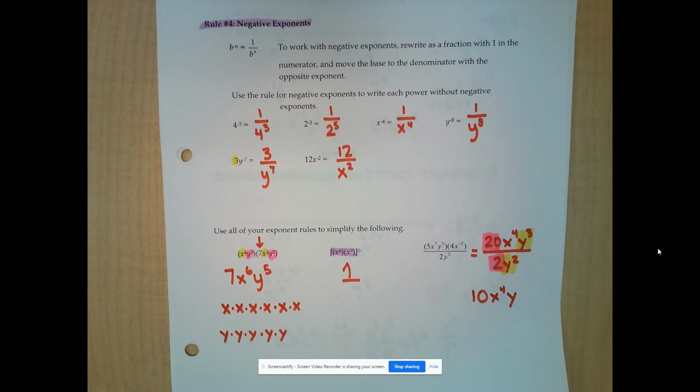All right, so we are going to do a lot of practice on rules 1 through 4 of exponents.